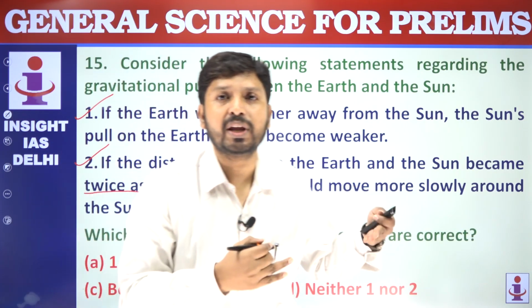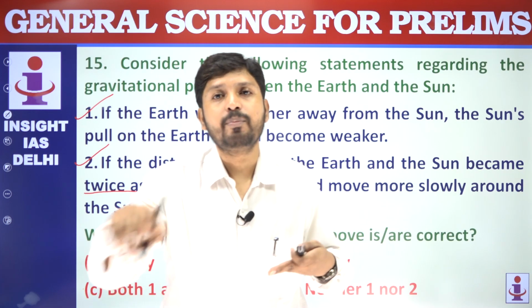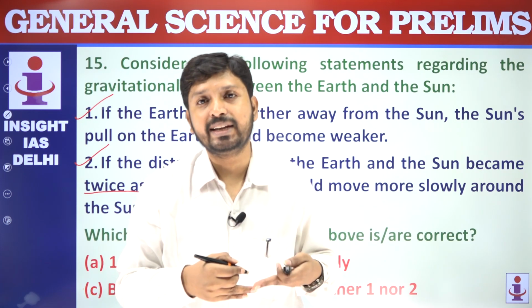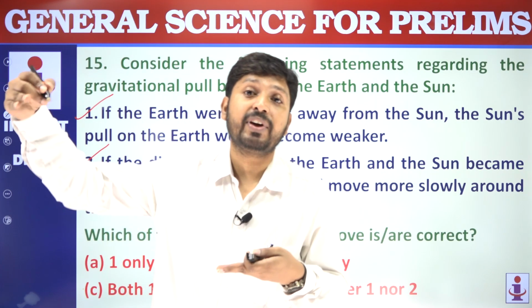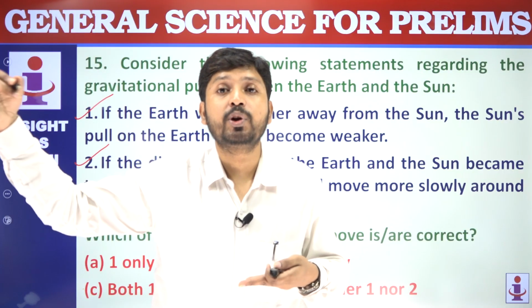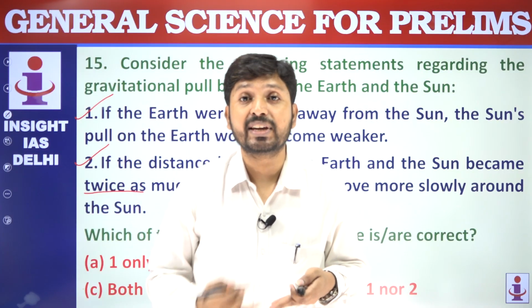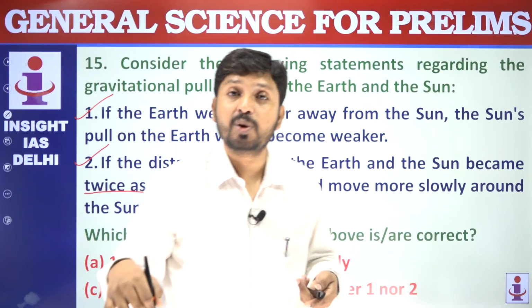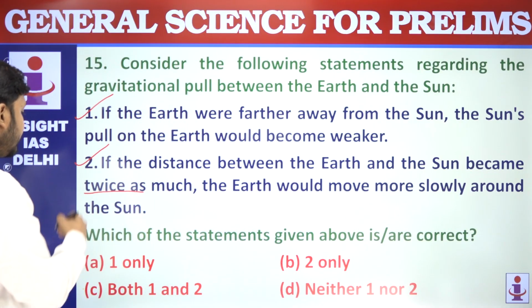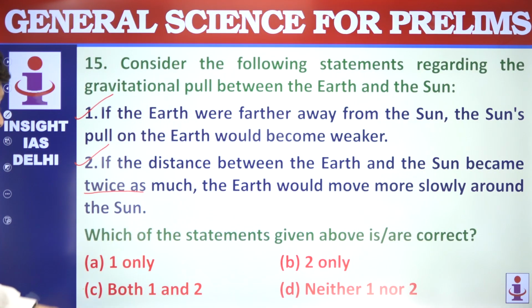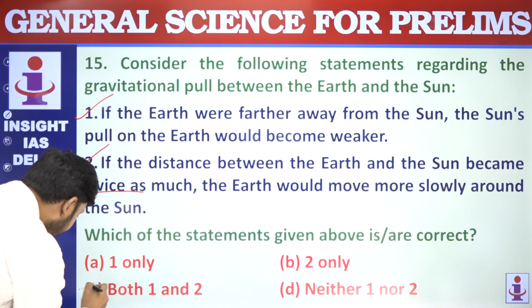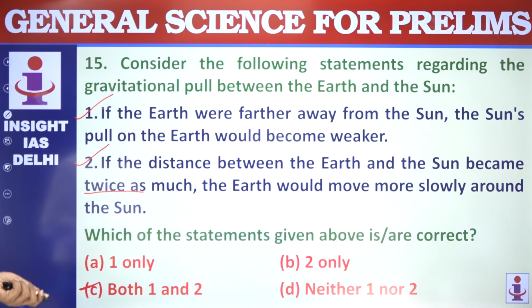That's why if you see Mercury, which is very close to the Sun, one complete revolution takes somewhere around 88 days. Earth takes 365 days, but if I go to further planets like Neptune, they take somewhere around 165 years, meaning the revolution speed will slow down. So that is what they have mentioned here. Both statements are correct and they're asking for the correct one. So both 1 and 2 are the correct statements. Let's go to the next one.